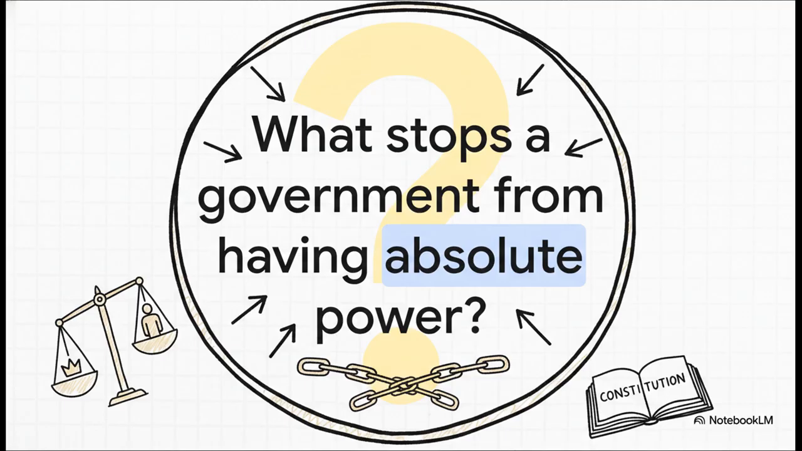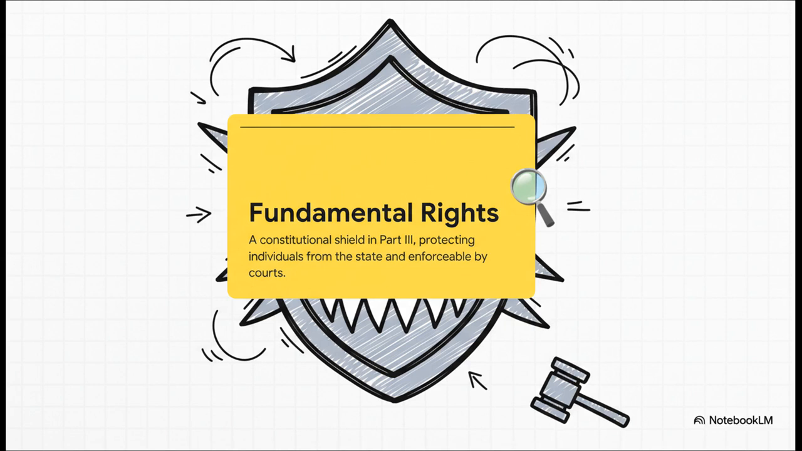Just think about it for a second. What actually stops a government, any government, from just having total unchecked power over its people? The answer, lucky for us, is this incredibly powerful idea. The people who wrote India's constitution built a constitutional shield. These are the fundamental rights, and you'll find them in Part 3 of the Constitution.